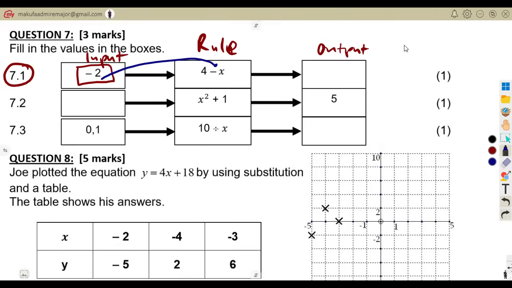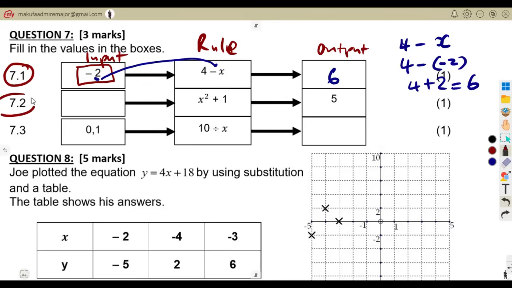So the output, 4 minus x, we substitute our x. What is our x? The input. That is minus 2. So minus, minus, that's a plus. 4 plus 2, which was going to give us what? A 6. So the output there was going to be a 6.